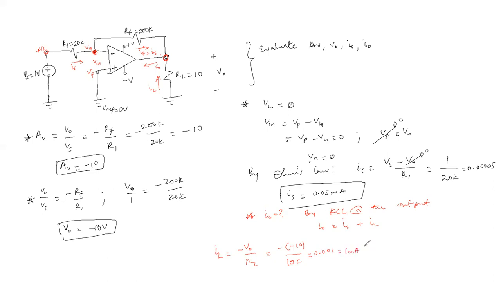So therefore, I naught is I sub S plus I sub L. We already know I sub S, and now we know I sub L. So I naught will be the same as 0.001 plus 0.00005, and this is going to give us 1.05 milliampere for I naught.